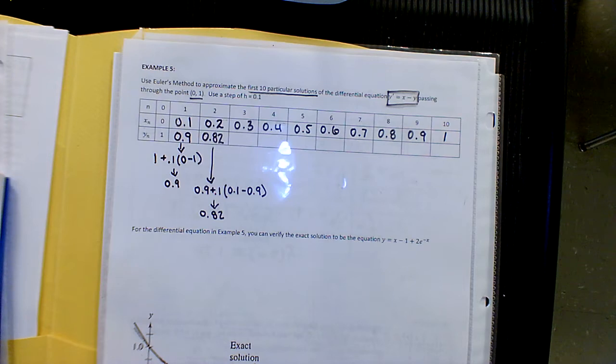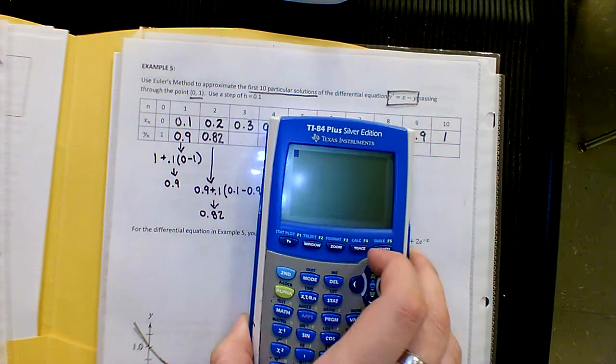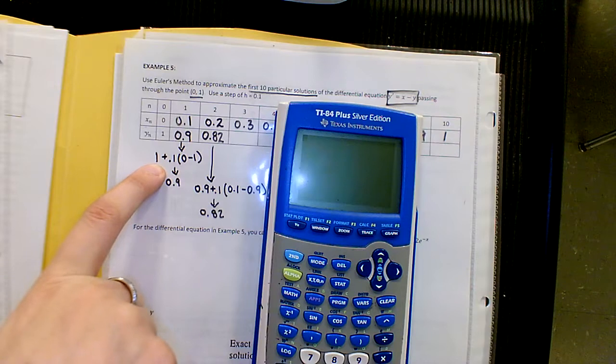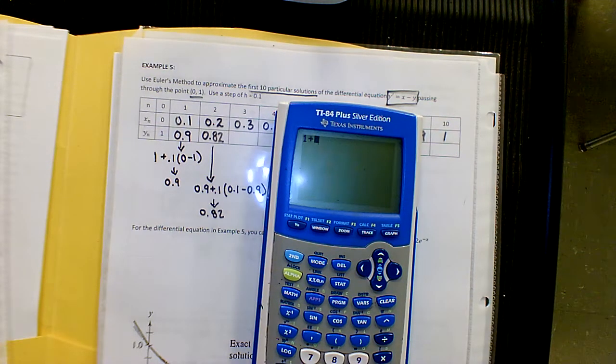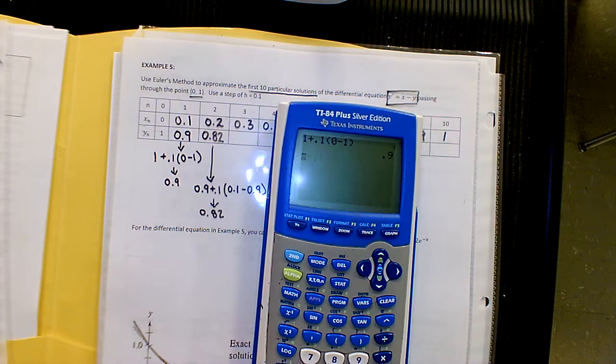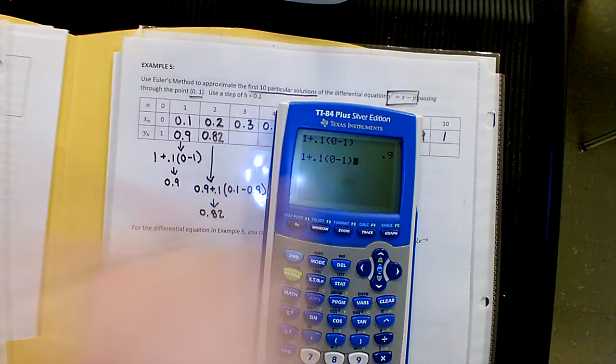Okay, so in terms of your calculator, I'm hoping that this can show up nicely. If we were to type in this first y value that we calculated, 1 plus 0.1 times 0 minus 1, and hit enter, you get that 0.9 we found. Are we familiar with how we can bring up a previous entry? Do you know how to do that? Okay, so you have to hit second and then the enter button, and it'll bring up what you previously typed in.